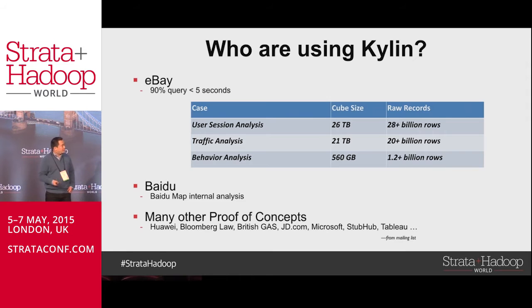Also, we have some external cases like Baidu. Just confirmed last month, they have already deployed it in the production system. And also companies like Huawei, British Gas, Microsoft, StubHub are evaluating very actively. You could find this information through our mailing list.